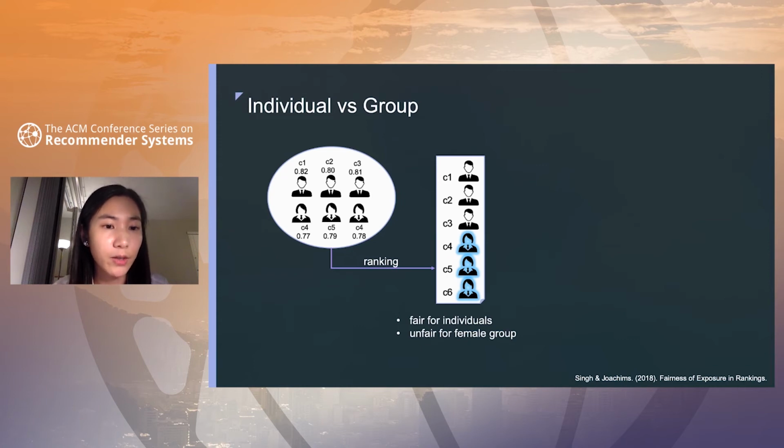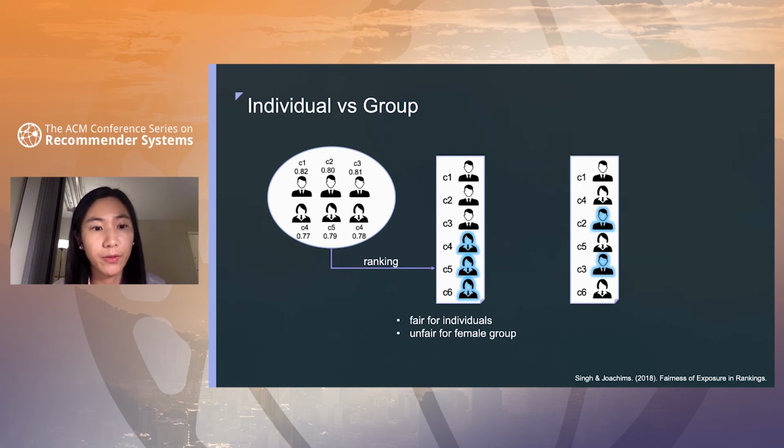But when we look at the results, we observe that all the female candidates are ranked lower than the male candidates. So this is apparently unfair for the female group, because this group receives lower exposure compared to the male group. How do we improve the group fairness in this case? We can re-rank the list by promoting the positions of C4 and C5. As we can see on the second ranked list on the right, at rank positions 2, 4, and 6, we're always ensuring that there are 50% male candidates and 50% female candidates. This can be considered fair for the female group.